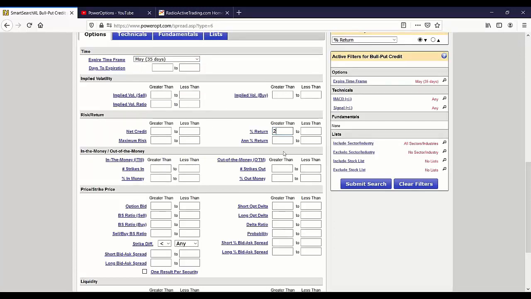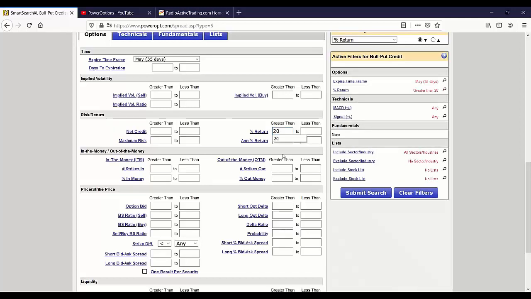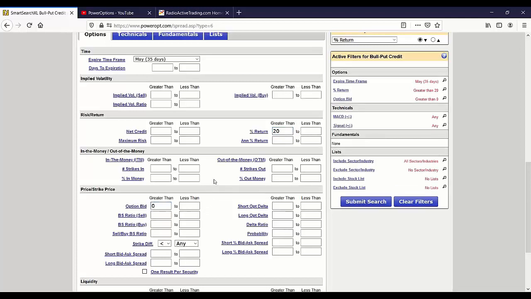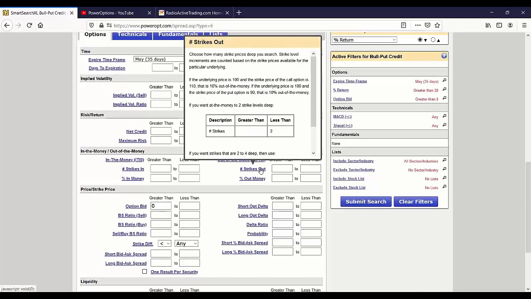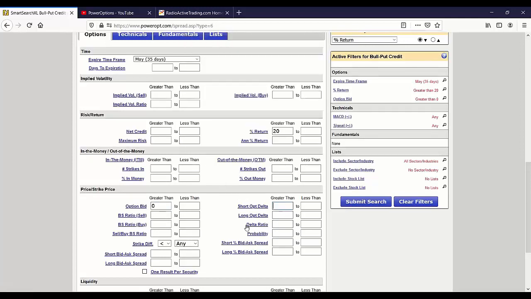Don wanted to look for a 20% minimum return. I'm not going to worry about strikes out of the money or probability. That goes sort of hand in hand with the delta that Don wants to look for. Something that I like to use, I'm going to put in a minimum option bid for the put that we'd be selling in our bull put credit and the put that we'd be buying of greater than 0. Short option delta. He wants to be less than 0.3 out of the money in case you're thinking of a call, so looking for a delta of 0.3 or less.